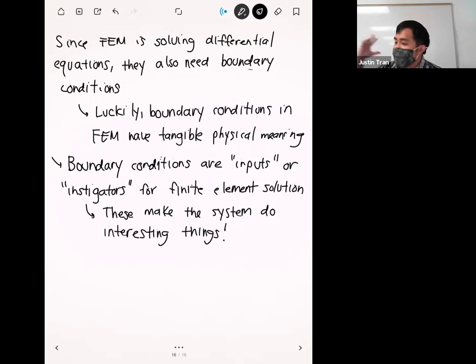And the act of me applying an external load and making it do something interesting, that's what boundary conditions essentially do. Okay. All right. And so the way I want you guys to think about it is, when you have a physical system, okay, of course you're going to describe things like the governing equations and the material properties.